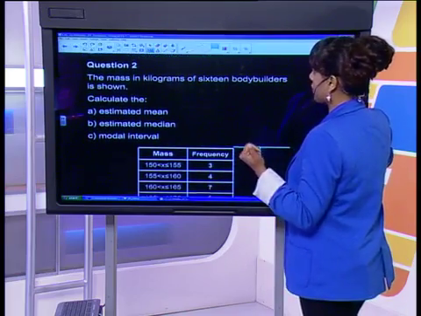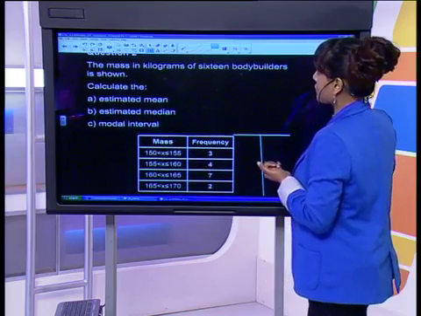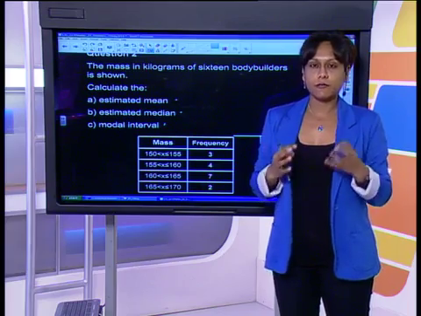Okay, so there we were looking at discrete, ungrouped data. Now we're looking at grouped data. We are given the mass in kilograms of 16 bodybuilders, and we are asked to calculate the estimated mean, estimated median, and the modal interval. Now, the reason we're dealing with estimates here is that because we've got grouped data, it's going to result in a slight loss of information.